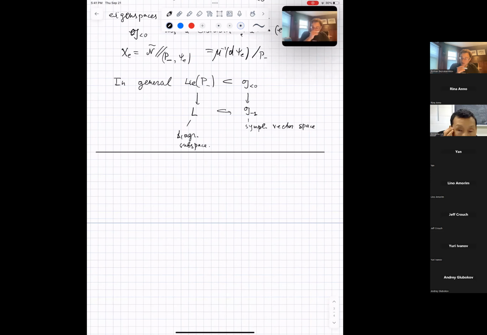Okay, there are no other questions. I can pass to the affine situation. So affine meaning loop group. Generalization. This is what our work is about.